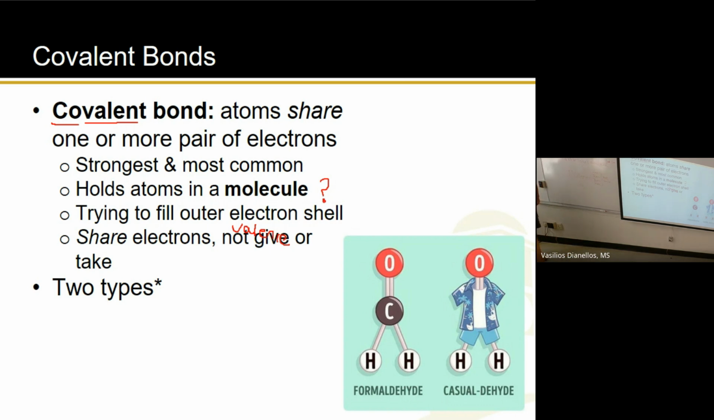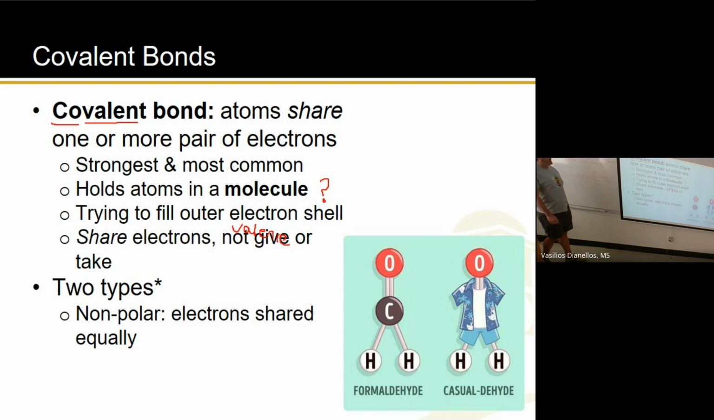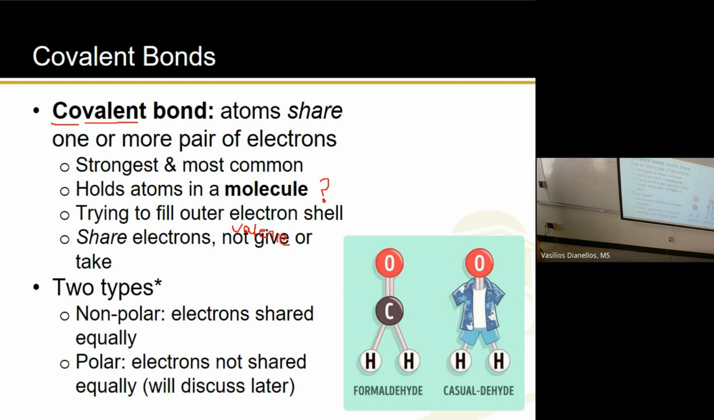The 2 types are nonpolar, which is where the electrons are shared equally. Sort of like the co-parenting thing, right? Where I said they're sharing the parenting equally, right? Same here. Covalent, they're sharing the electrons equally. I'm going to give you some examples. This will make a lot more sense when I give you some examples. And then, of course, the other one is polar, where the electrons are not shared equally. And again, I'll show you some pictures and explain this later, but for now, we'll leave it at that.